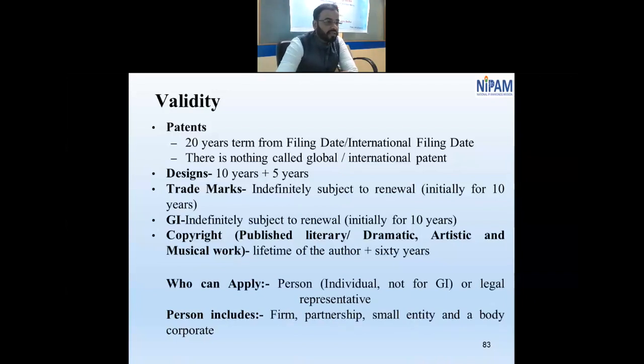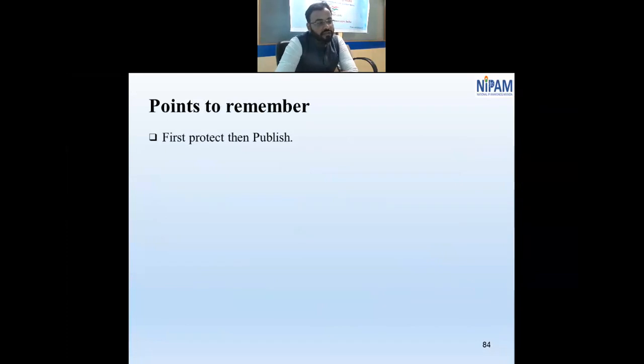Who can apply? There are 4 cases: the true and first inventor, an assignee, the legal representative of a deceased person, or patent agents. There are various methods through which you can apply. Person includes a firm, partnership, small entity, anything. All IP rights are territorial. I've also mentioned there is no concept of global patents as such.